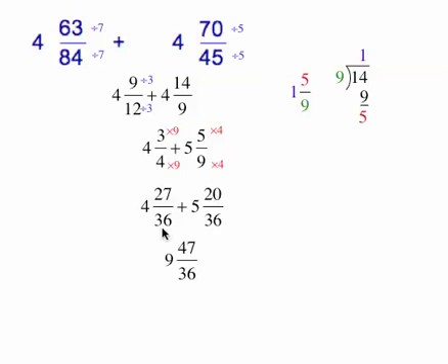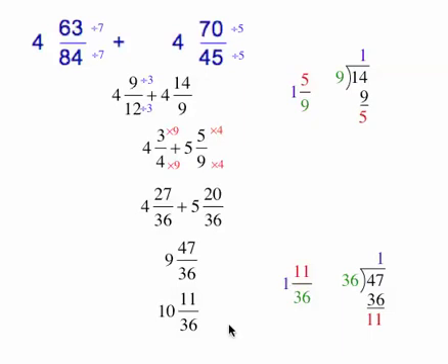27 and 20 is 47, and adding the whole numbers 4 and 5, we now have 9 and 47/36ths. Improper fraction again, so we're going to be stuck using division. So 36 goes into 47 once, 1 times 36 is 36, subtract, and that gives us a remainder of 11. So our 47/36ths can be written as 1 and 11/36ths. Remember the remainder is the new numerator, the old denominator is the new denominator, and the quotient is the whole number. So we're replacing 47/36ths with 1 and 11/36ths, and when we do, the 1 adds to the 9, and we get 10 and 11/36ths. And that's it, that's our answer.